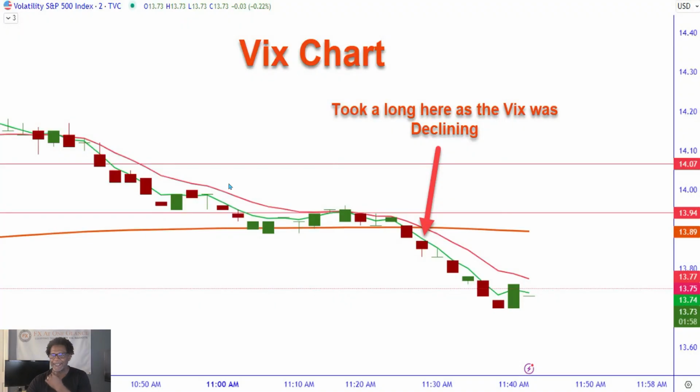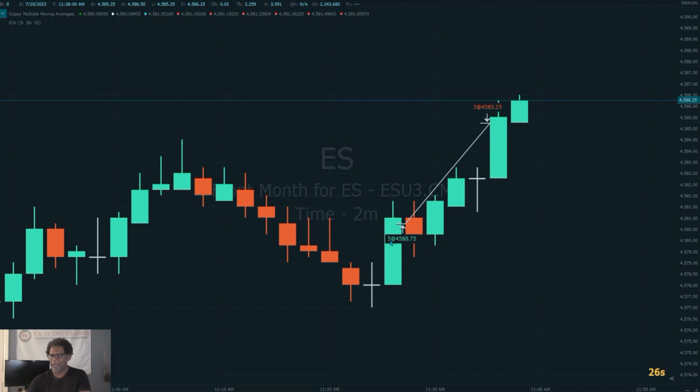This here, you could see all through here, the VIX was going to the downside. So what does that mean? All through here, the market should be going to the upside. So I should be looking for a long opportunity here. And I see the VIX break this 200 period moving average to the downside, which means now the market should be bullish. So at that point, I'm looking for my long trade. And I see that long trade right here.